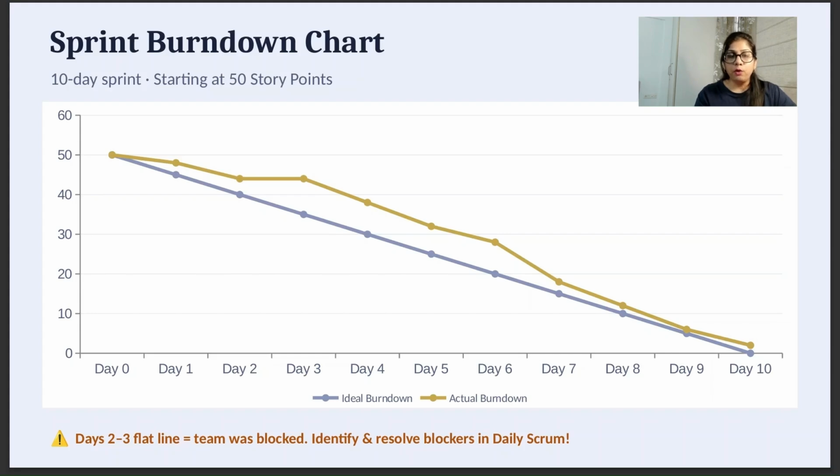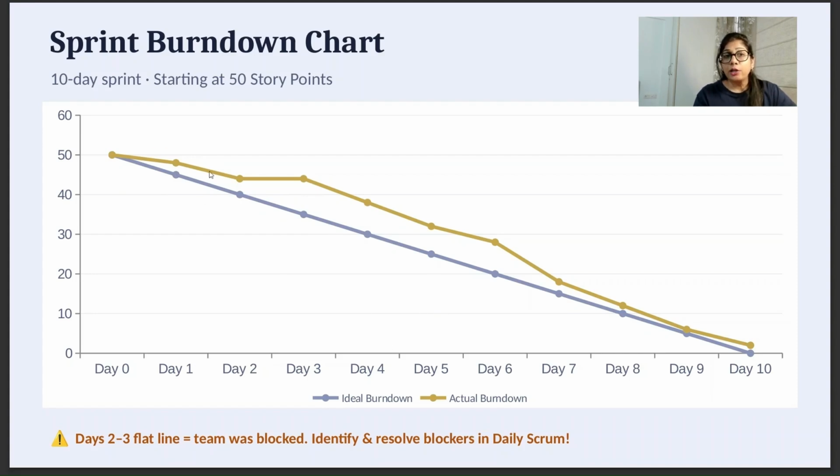Here is the graph of a sprint burn down. So if you see, the ideal burn down chart is the straight downward line that is going from day 0 of your sprint until day 10 of your sprint. So this is the ideal burn down chart.